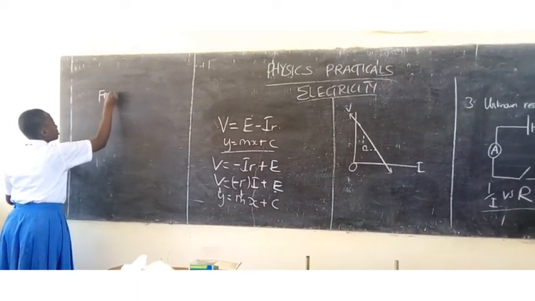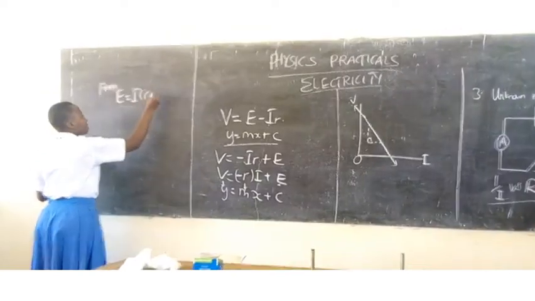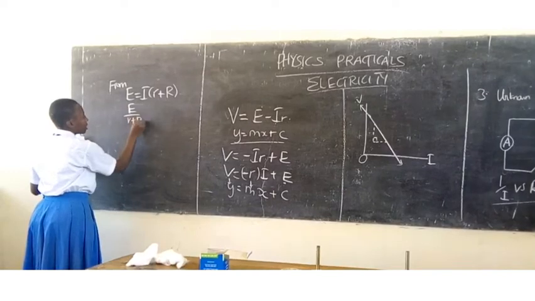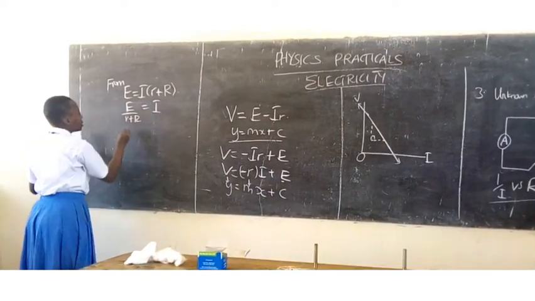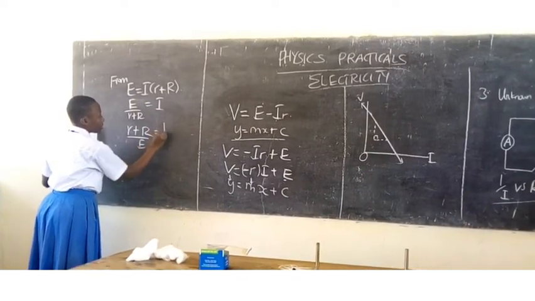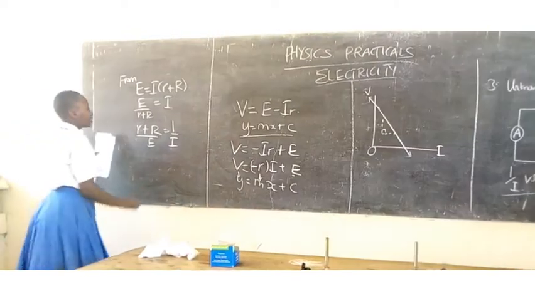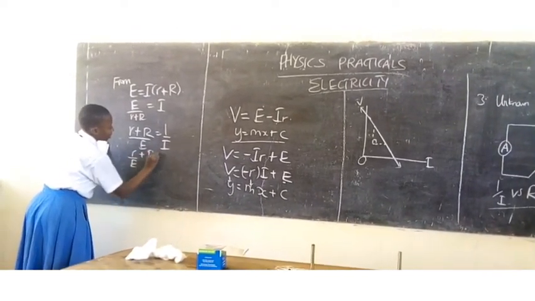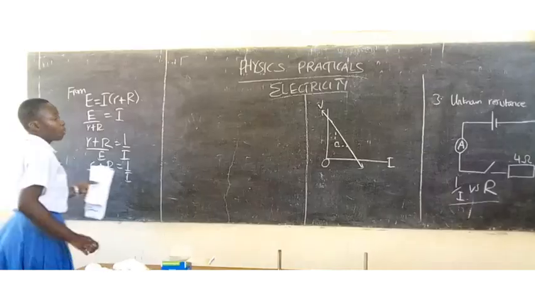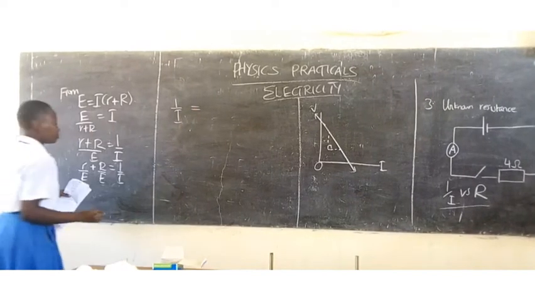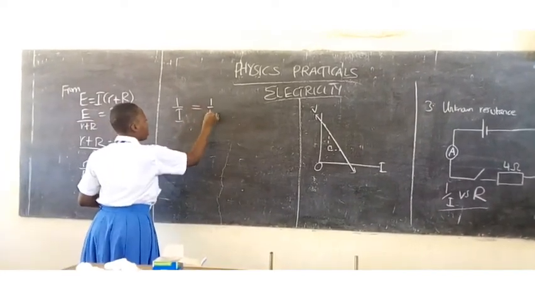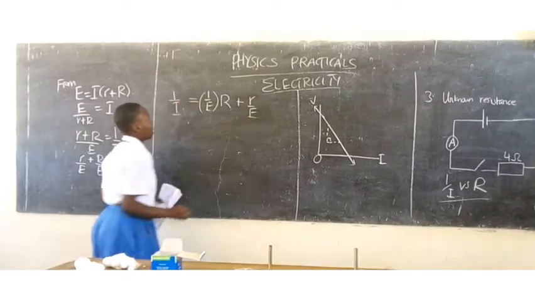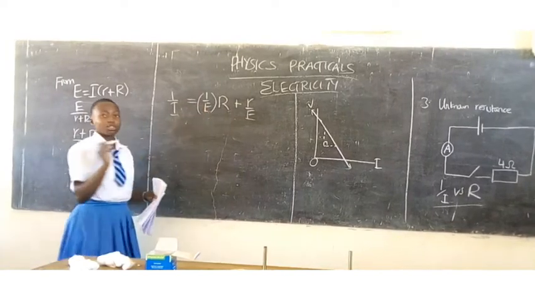Electricity equation: E equals I R plus I r. So E over R plus r equals I. Then we reciprocate this to be (R plus r) over E equals 1 over I. So 1 over I equals R over E plus r over E. 1 over I, which is the current, equals 1 over E times R plus r over E.